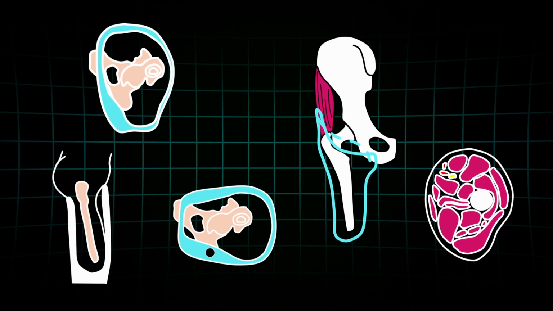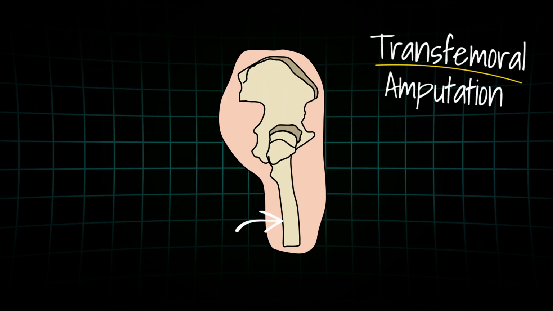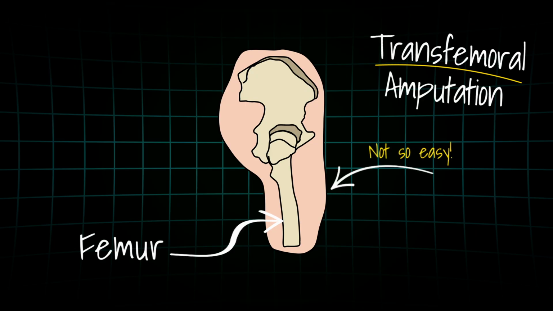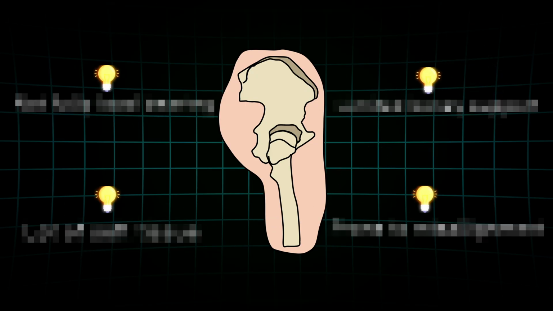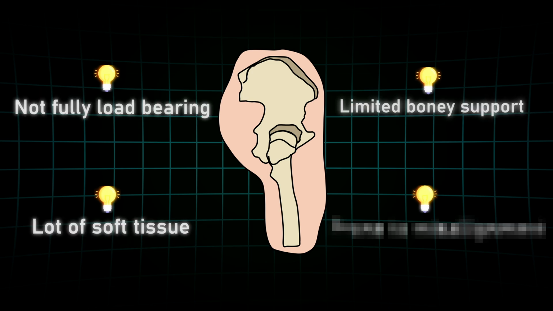Before we can understand why prosthetic sockets look the way they do, we first need to understand the type of residual limb we are working with. In transfemoral above knee amputations, the femur is surgically cut, leaving behind a residual limb that presents some serious challenges. It's not load-bearing. It contains a lot of soft tissue, offers limited bony support, and is prone to misalignment.